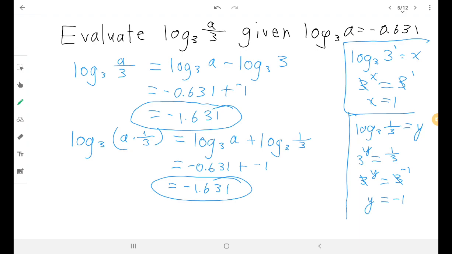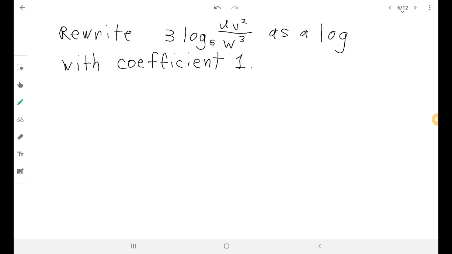All right, there being no questions, let's move on. Now, this one, we want to rewrite 3 times log base 5 of u times v to the second over w to the third as a single log with coefficient of 1. So in other words, we're just trying to get rid of this part. And we're going to use a logarithm property that simply says this, okay?